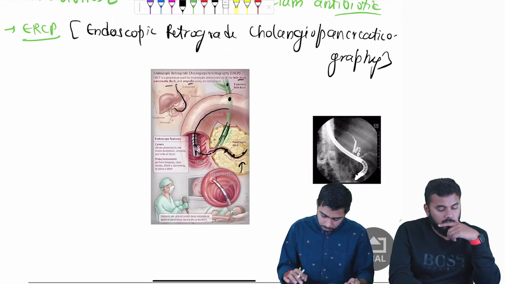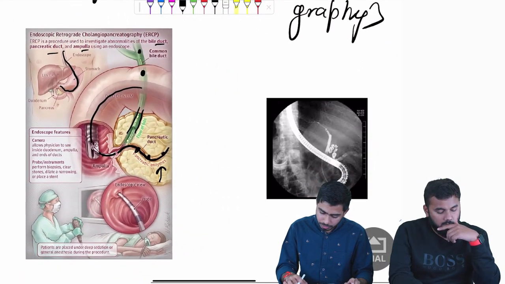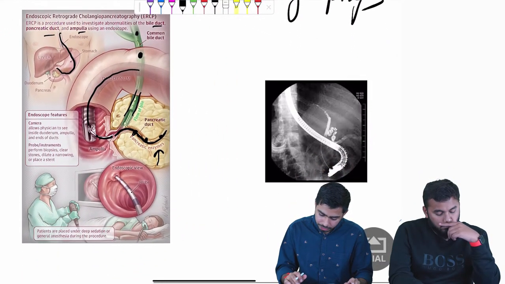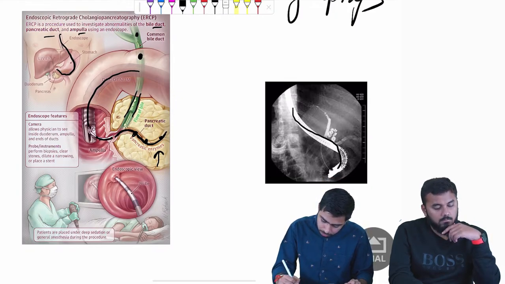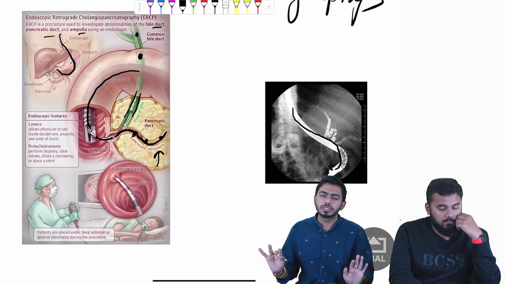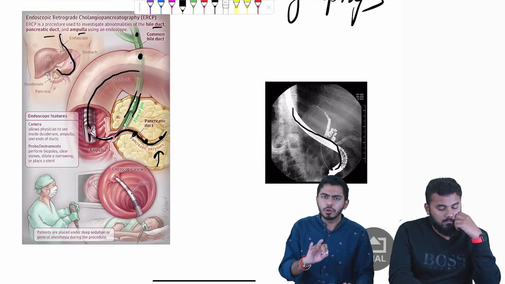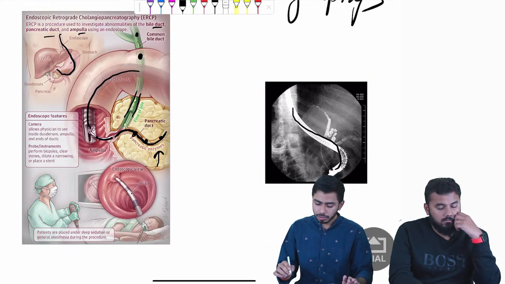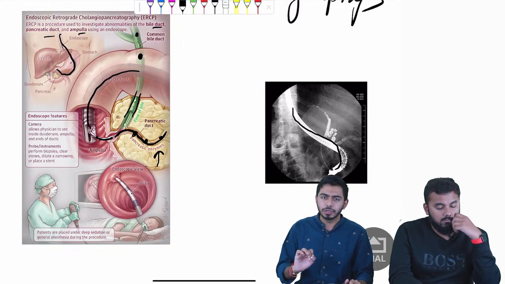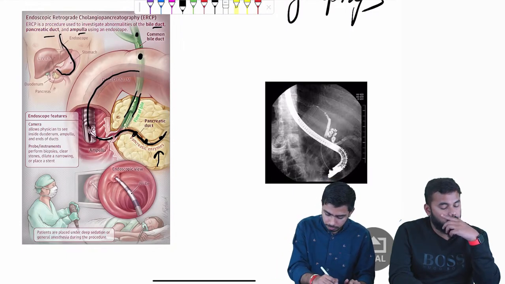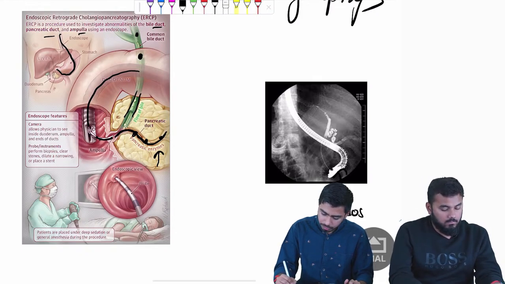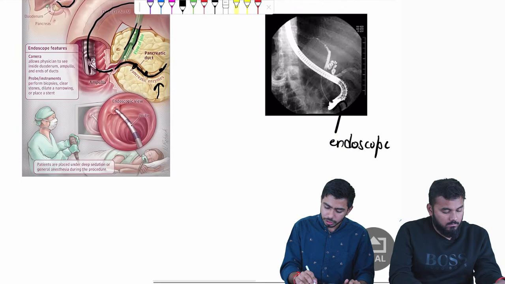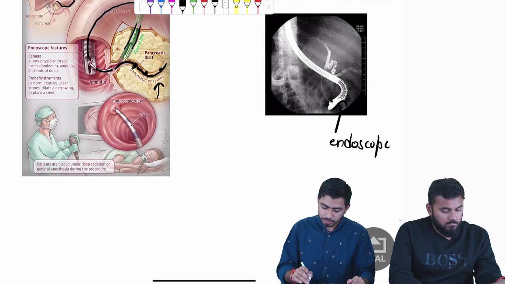Right, so here what you can see, if you take the picture of the ERCP, this is the endoscope, and this picture has already been asked in the exam several times. Usually how you can identify the ERCP is very simple: if you are seeing the endoscope in your particular image, then this is the ERCP.